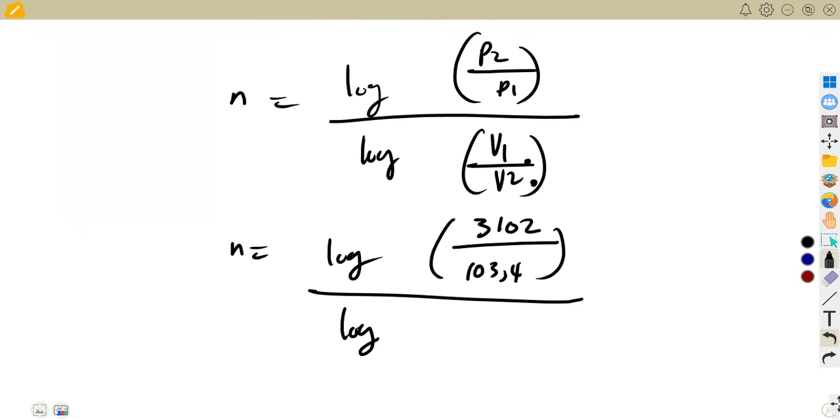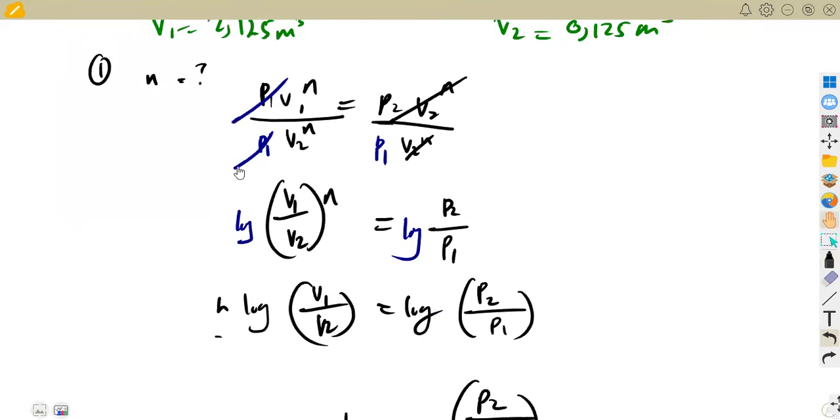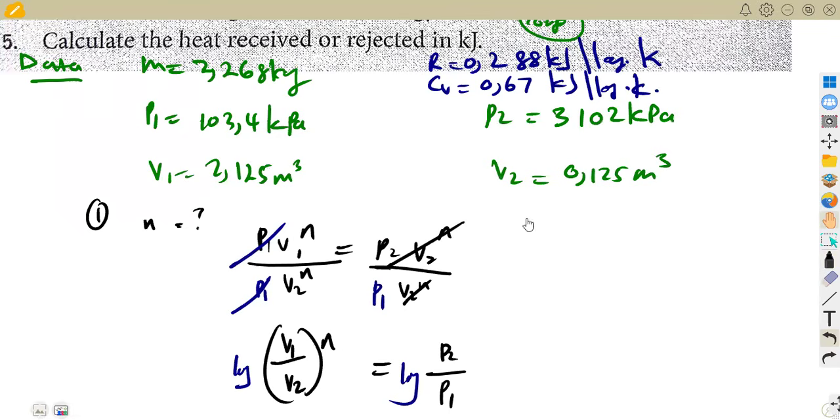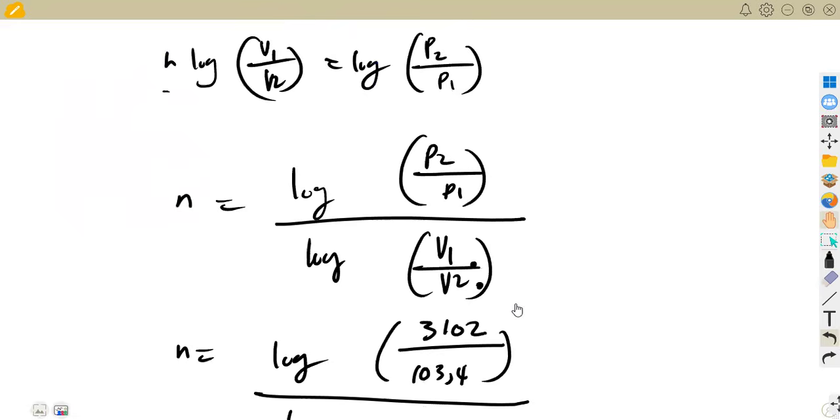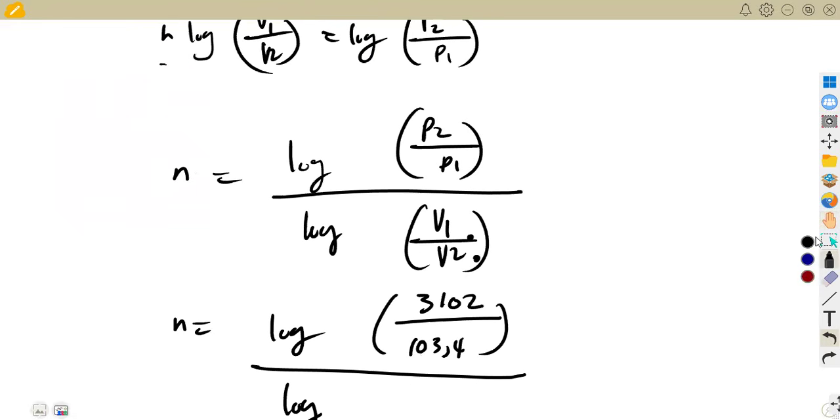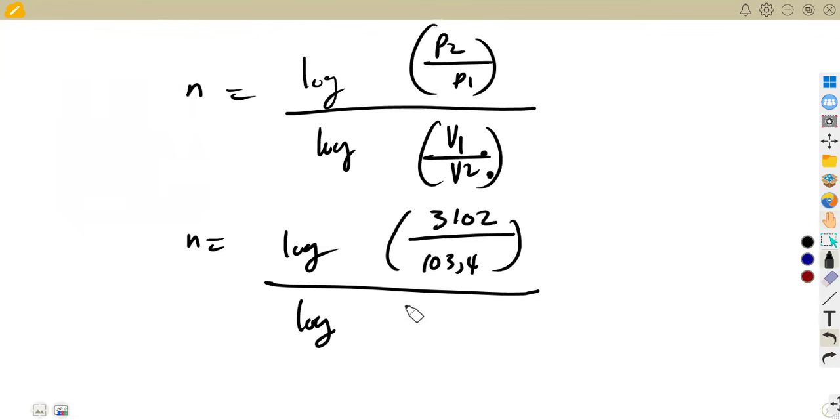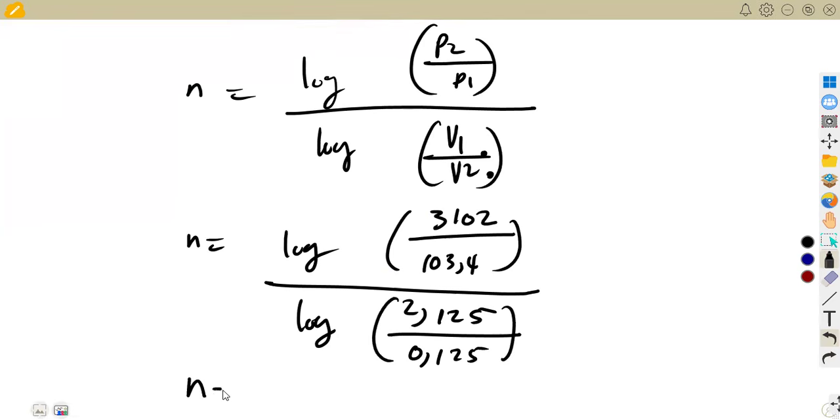Remember our V1 from our volumes, we just take them as they are, V1 and this V2. So our V1 there, 2,125, everything over V2, which is 0,125. So that was going to give us N, and that was going to be 1,2002, something like that. So this is just approximating to 1,2.